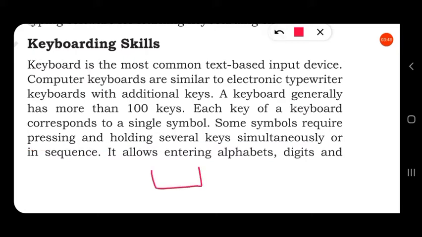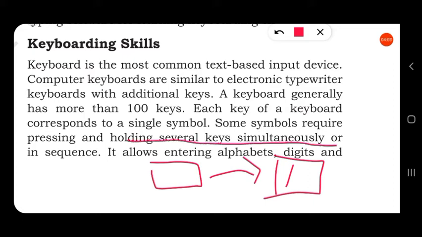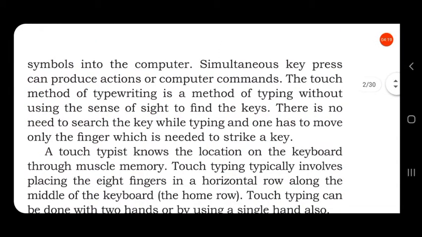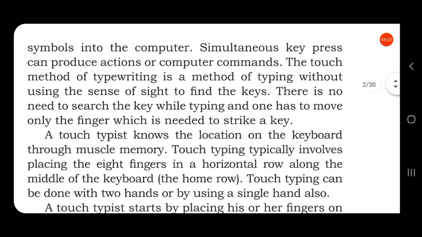That is, we press the caps lock key on, then when we press the alphabet key A, it will produce a capital letter A. Again, if we click on this and press A, it will produce a small letter A. That is, pressing and holding several keys simultaneously or in a sequence. It allows entering alphabets, digits and symbols into the computer. Simultaneous key press can produce actions or computer commands.